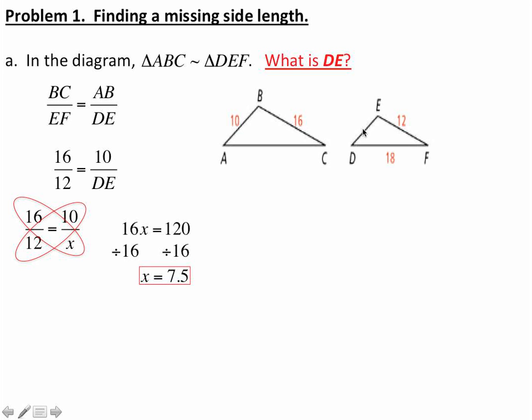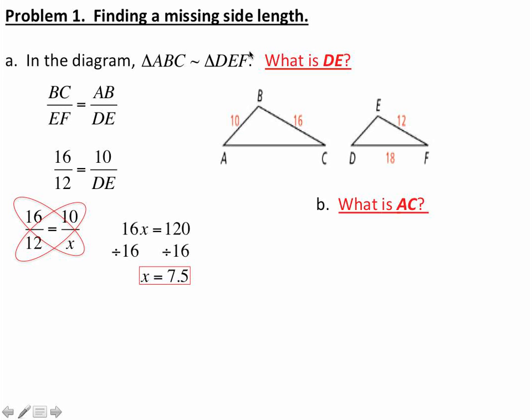I knew that this had to be smaller than 10 because 16 and 12, well, this triangle has sides that are smaller than this triangle. So this definitely had to be smaller than 10. So 7.5. Okay, in the next example, it says, what is AC? So AC is this bottom length here. So it matches up with this bottom length here, which is DF. Okay? If you look at the letters, AC, first letter, third letter, matches up with first letter, third letter there. So AC matches with DF.